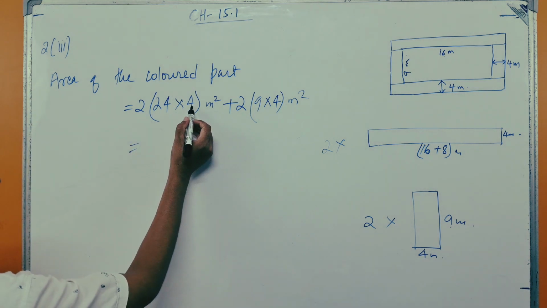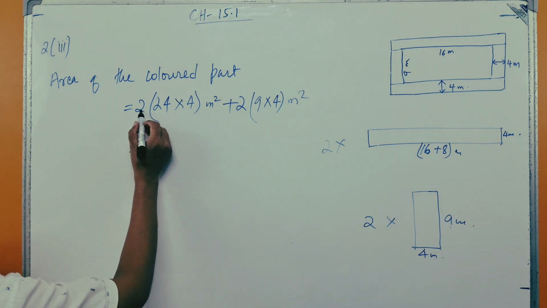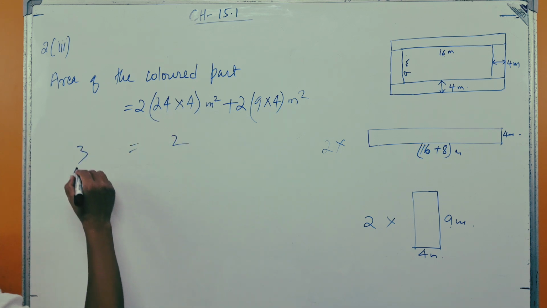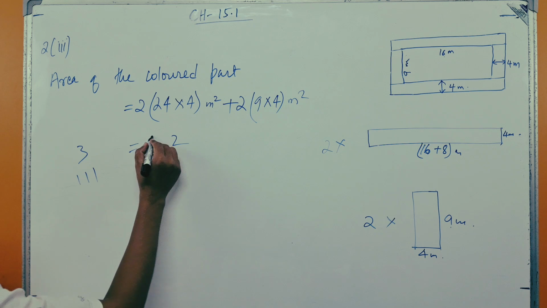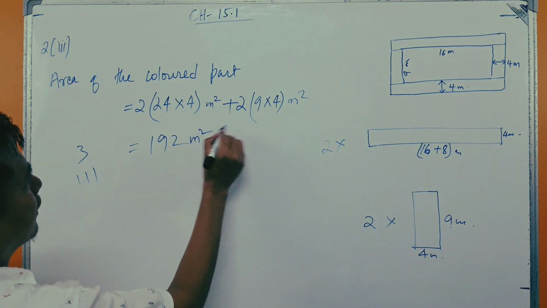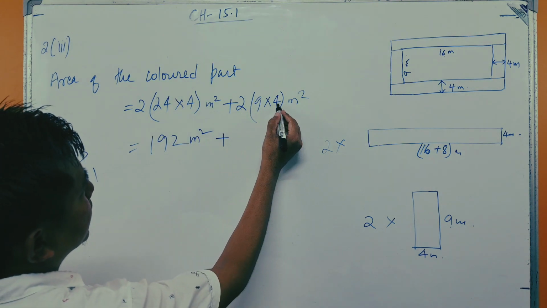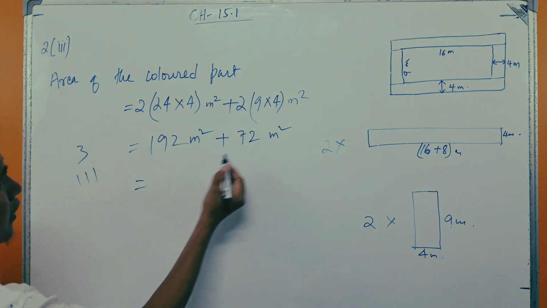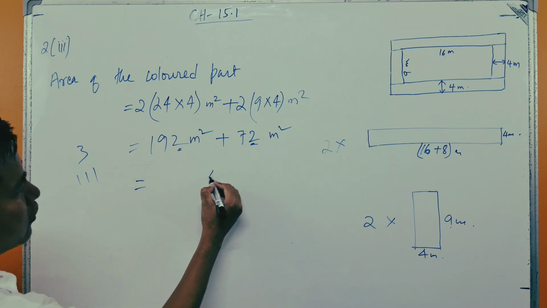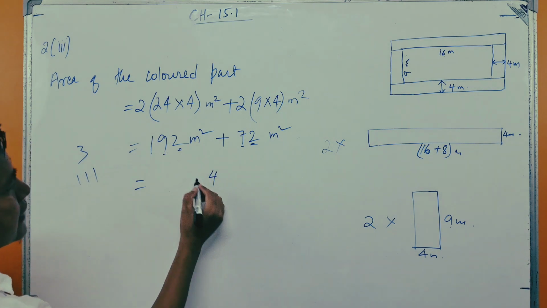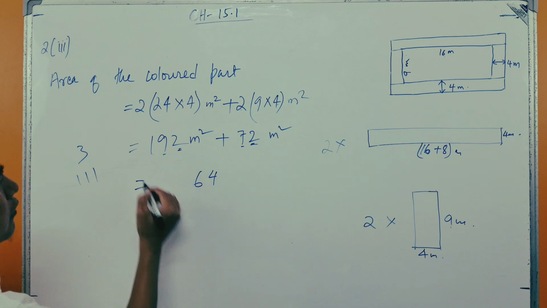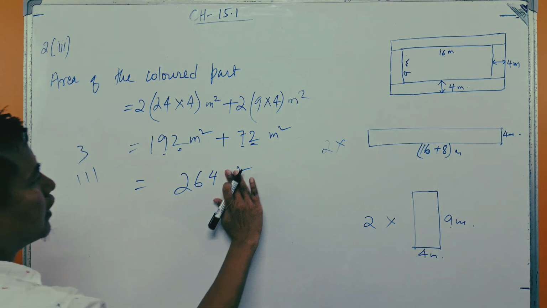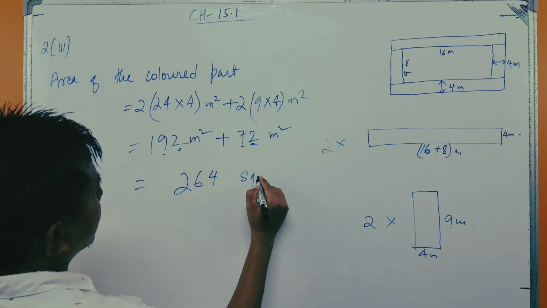So 2 4s are 8. 8 into 24. 2 4s are 8. 8 4s are 32. 2, 3 in hand. 8 2s are 16. 16, 17, 18, 19. 192 meter square. Plus 2 4s are 8. 8 9s are 72 meter square. Okay. This 2 plus this 2 is 4. 7 plus 9 is 16. 6, 1 in hand. This 1 plus that 1 is 2. 264 meter square or 264 square meters.